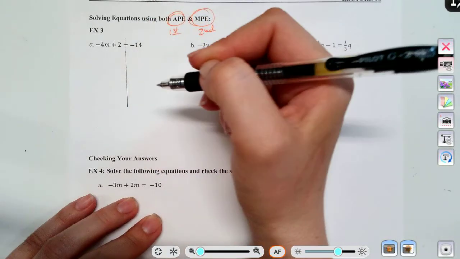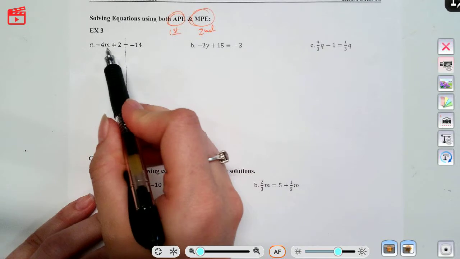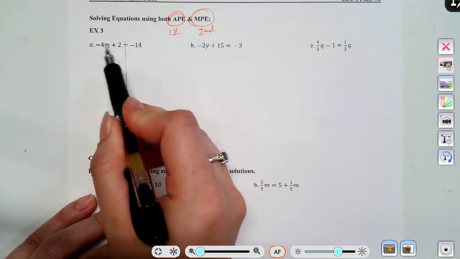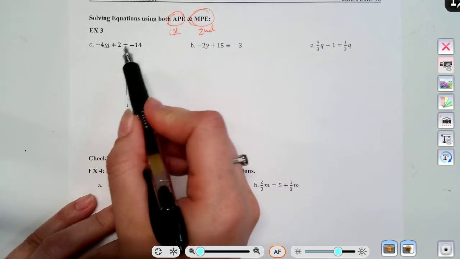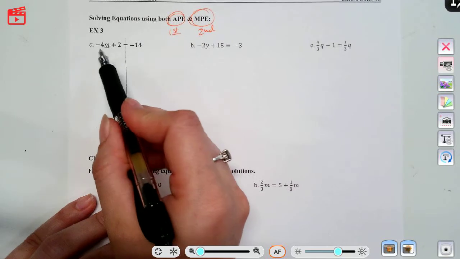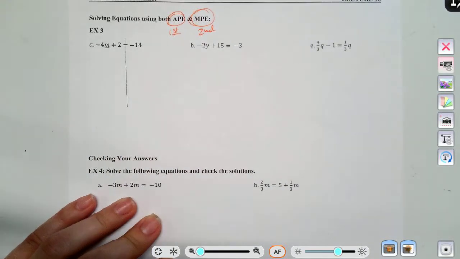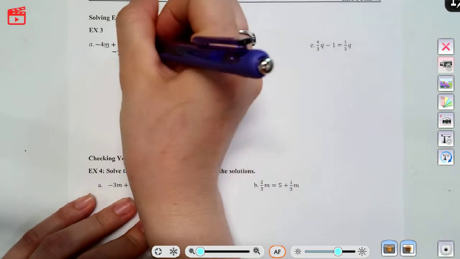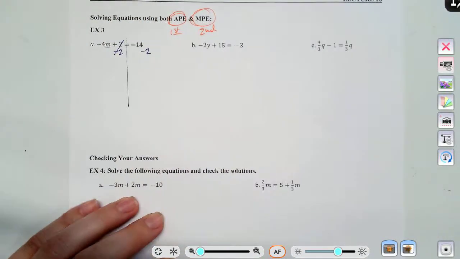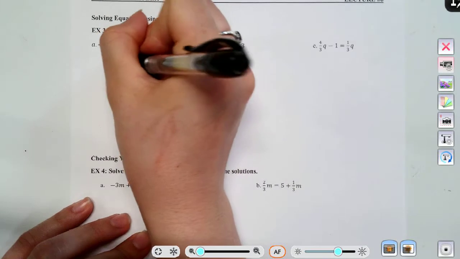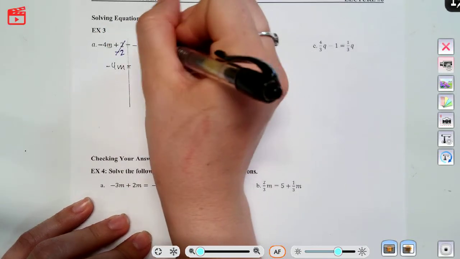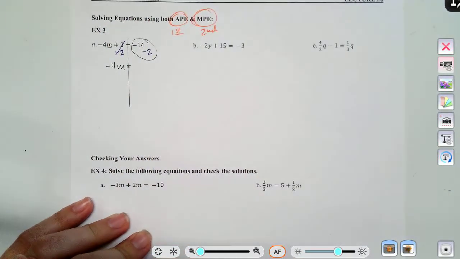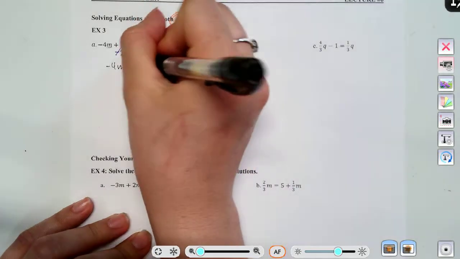Here's my equal sign. I want to solve for m. So m is right here. What is keeping m from being by itself? That 2 and that -4. So to get rid of that +2, we're going to subtract 2 from both sides. And we're left with -4m equals, well, -14 minus 2, that's going to be -16.